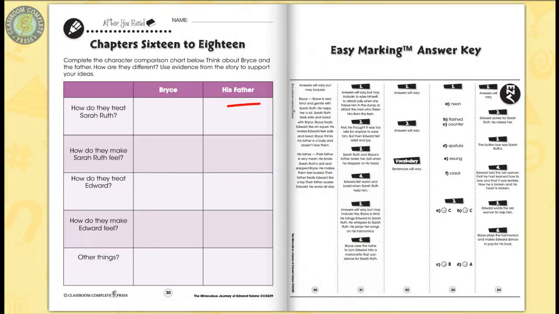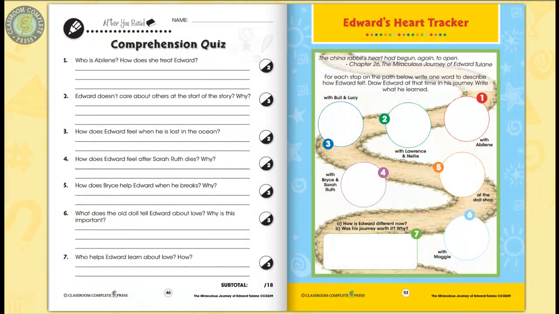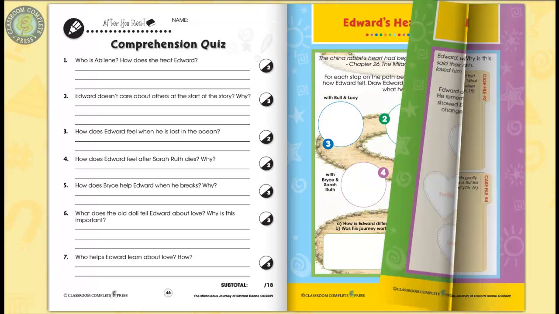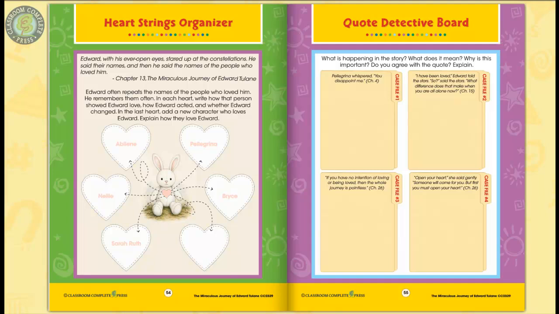The easy marking answer key works by lining up perfectly with the matching question pages. 3 color posters, which are graphic organizers, complete the resource. Dissect a series of quotes from the novel to determine their hidden meaning.